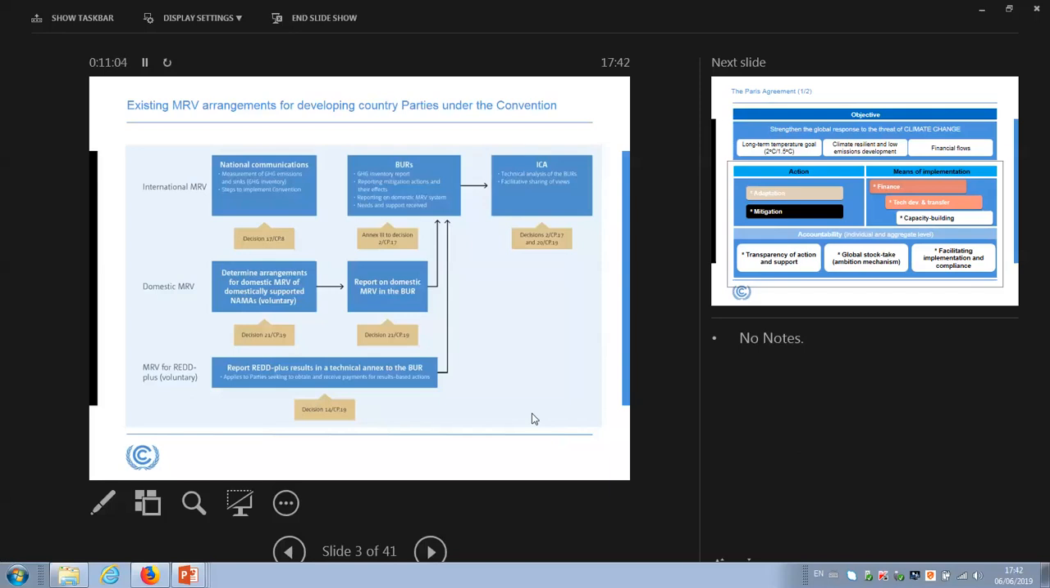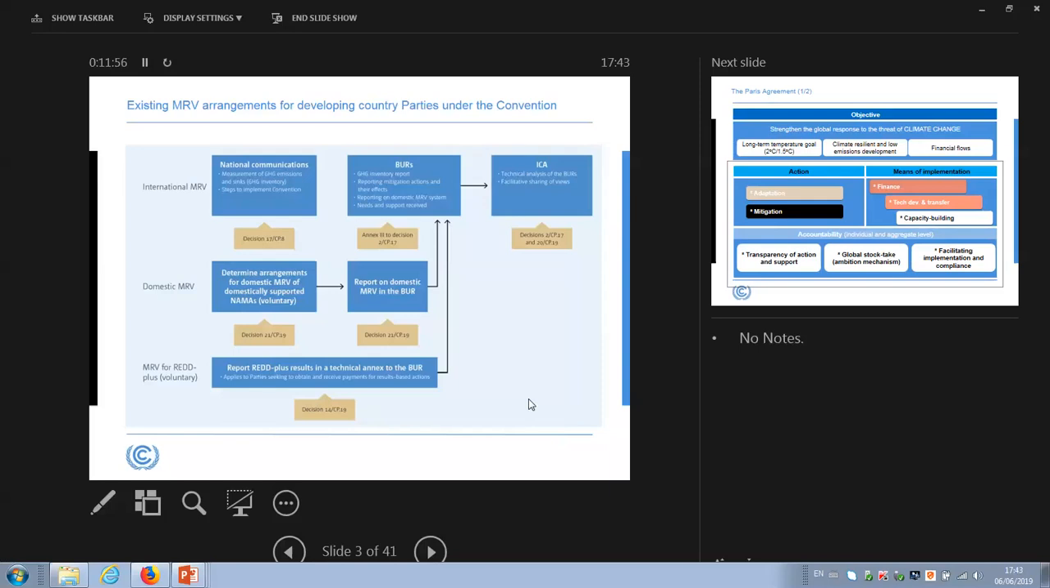For the NATCOM, we have here several key aspects that are part of the NATCOM. We have the GHG emissions and sinks. We also have steps to implement the convention. With respect to BURs, the key elements are the GHG inventory report. We also have to report mitigation actions and their effects. We have to report on domestic MRV systems and also on needs and support received. ICA stands for International Consultation and Analysis. Those are technical analysis of the BUR and also FSV, Facilitative Sharing of Views. This is at the international level.